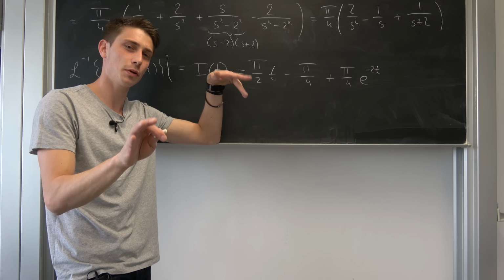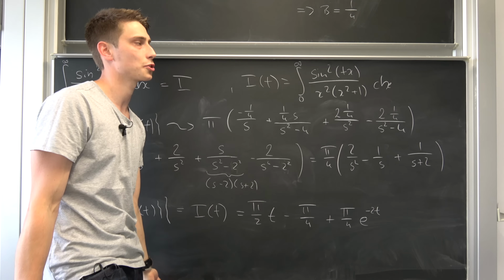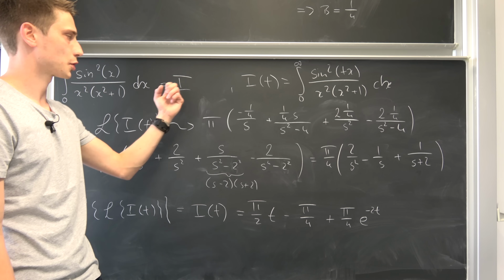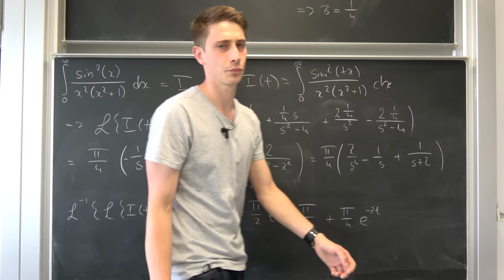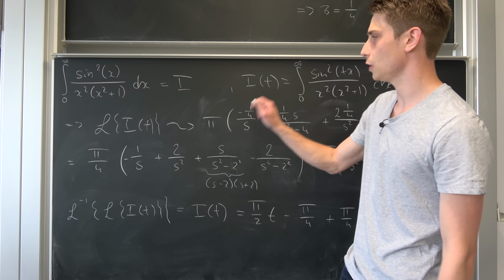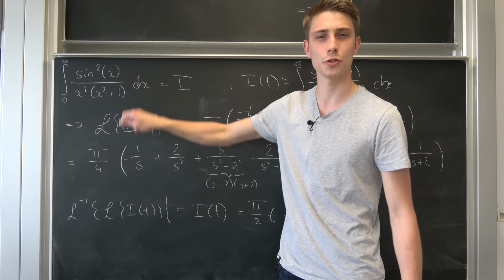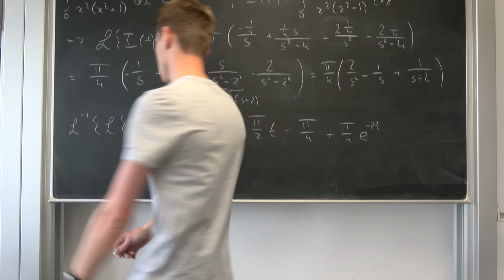But we are not completely done yet. You might remember something crucial. This is just the solution to I in terms of t, but we wanted to solve this originally. How can we do that? Well, let's set t equal to 1. That is going to give us the original expression. So let's go ahead and do that.